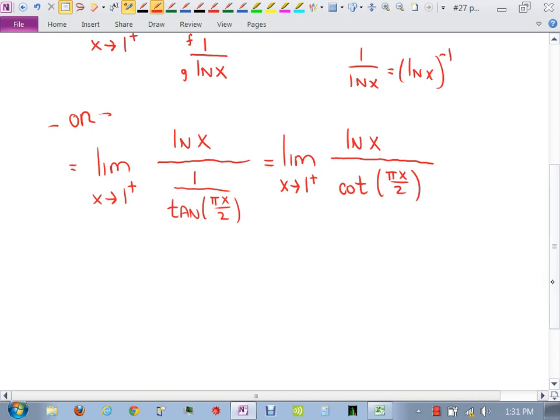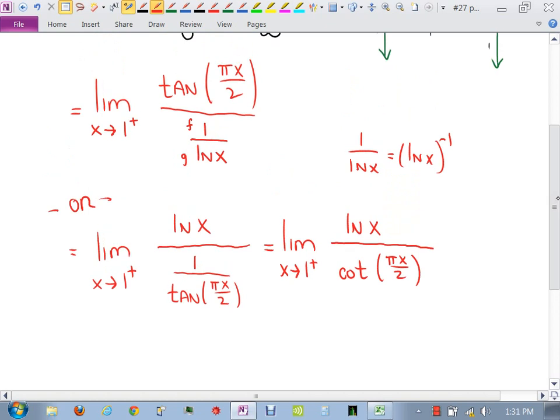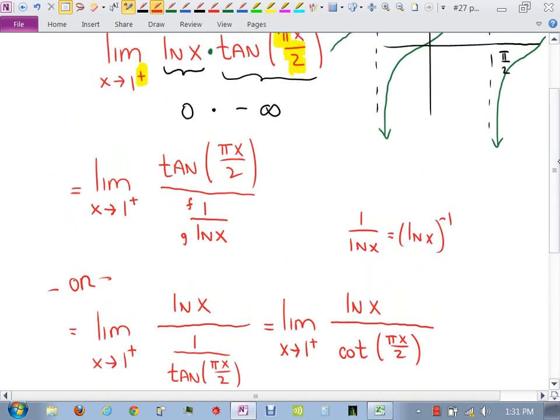So we've got 1 over tangent is cotangent. Now let's do L'Hopital's rule. Now, do I have to check that this is going to be like 0 over 0 or infinity over infinity? Do I have to check it? I would like you to, but I told you already that anytime you get 0 times infinity, if you drop one of them down, you're guaranteed to have infinity over infinity or 0 over 0. It has to.